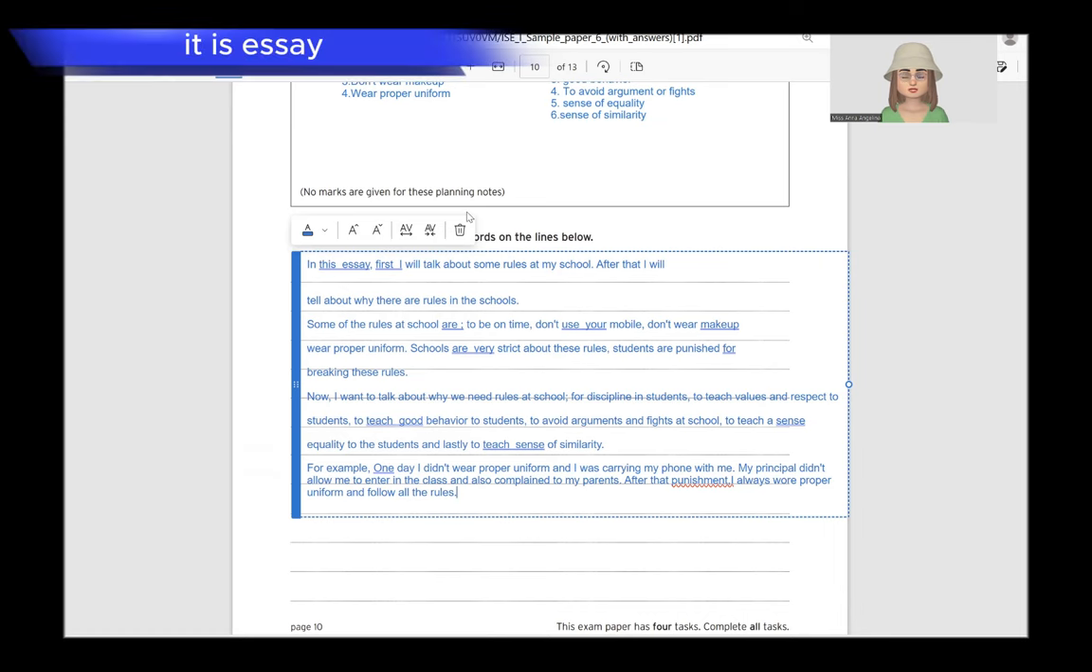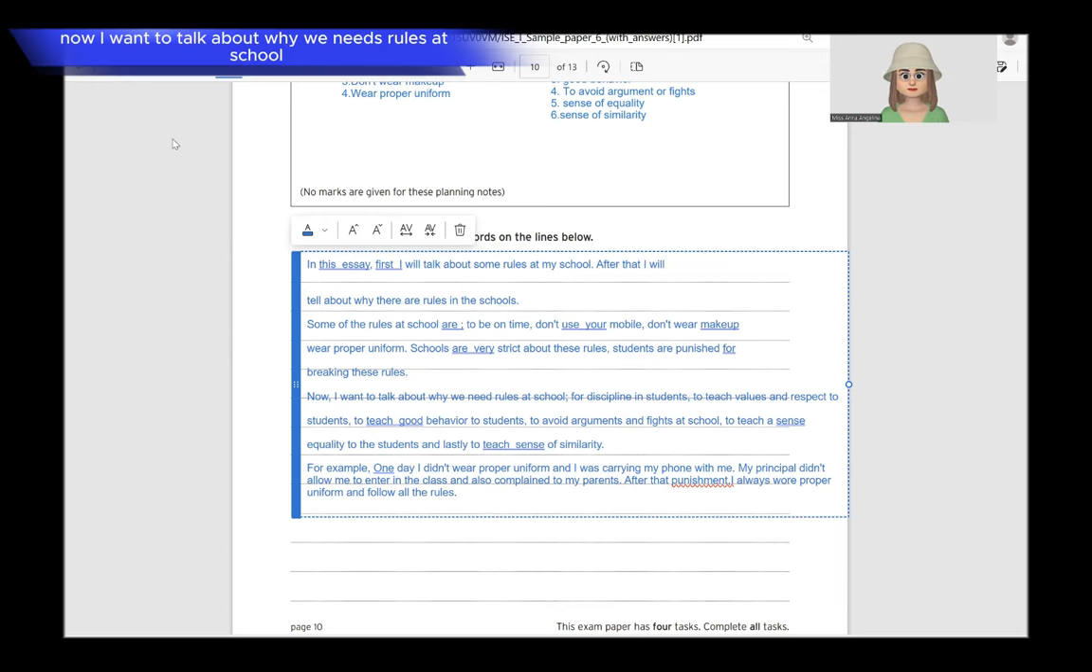In this essay, first I will talk about some rules at my school. After that, I will tell about why there are rules in the school. Some of the rules at school are to be on time, don't use your mobile, don't wear makeup, wear proper uniform. School is very strict about these rules. Students are punished for breaking these rules.